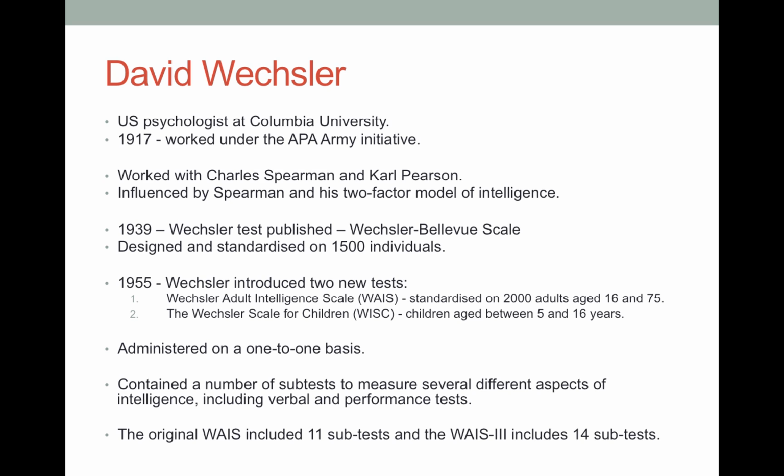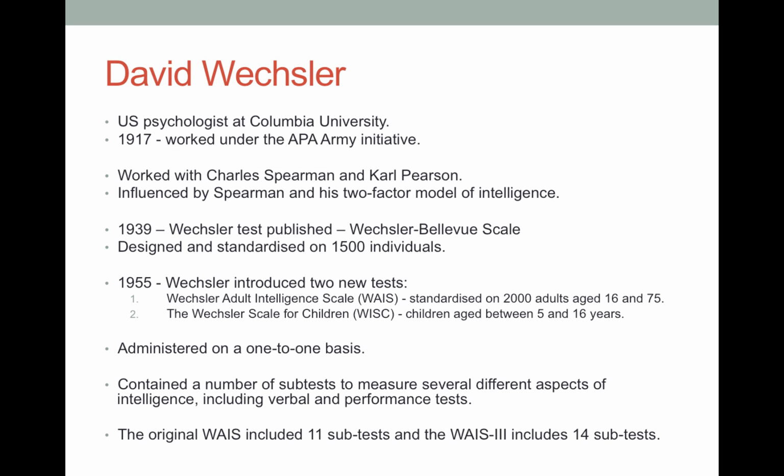In 1939, the first of the Wechsler tests was published, which was called the Wechsler-Bellevue scale. This was designed and standardised on 1,500 individuals. In 1955, Wechsler introduced two new tests. The well-known Wechsler Adult Intelligence Scale, WAIS, which we all have heard of, which had been standardised on 2,000 adults aged between 16 and 75 years, and the Wechsler Scale for Children, or WISC, which was based on children aged between 5 and 16 years.